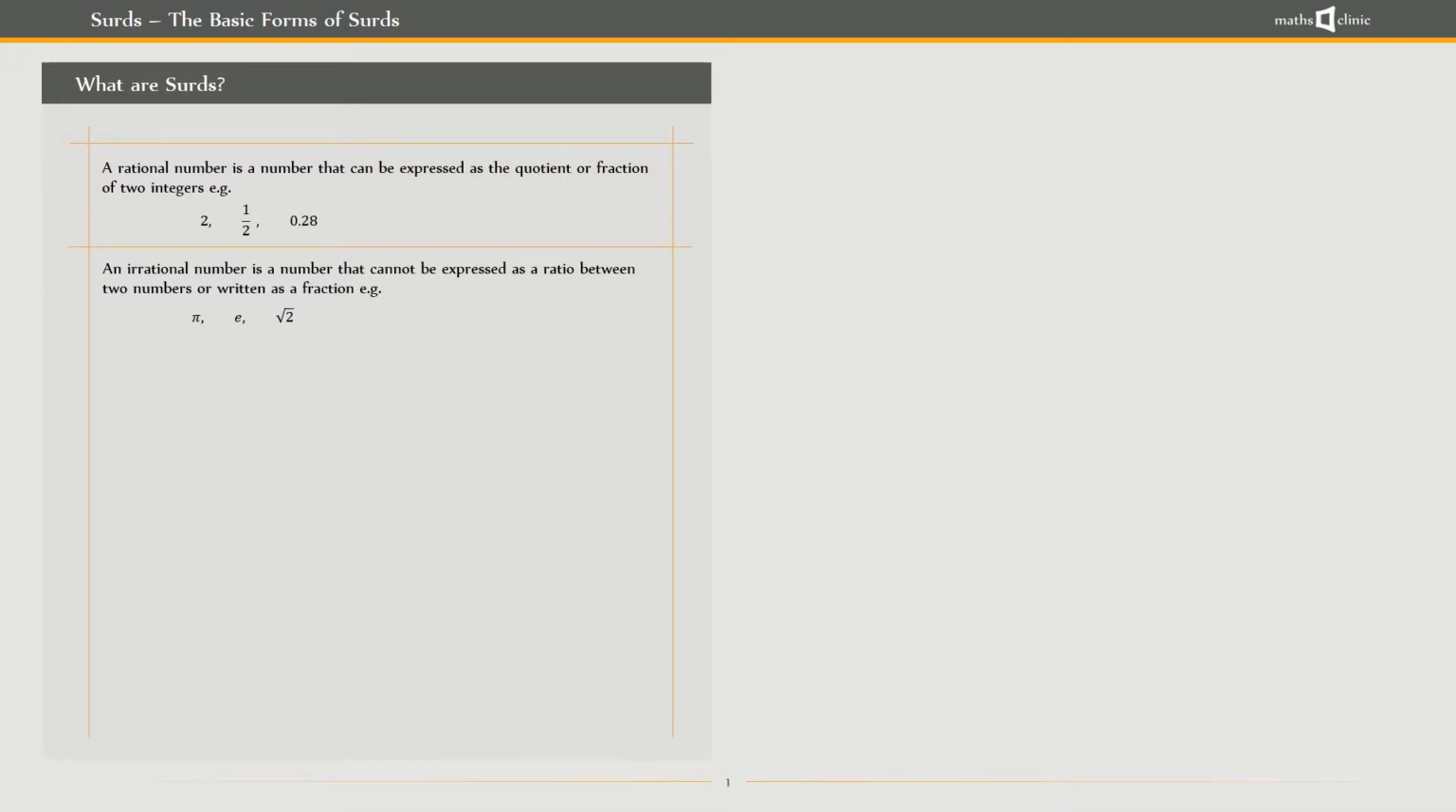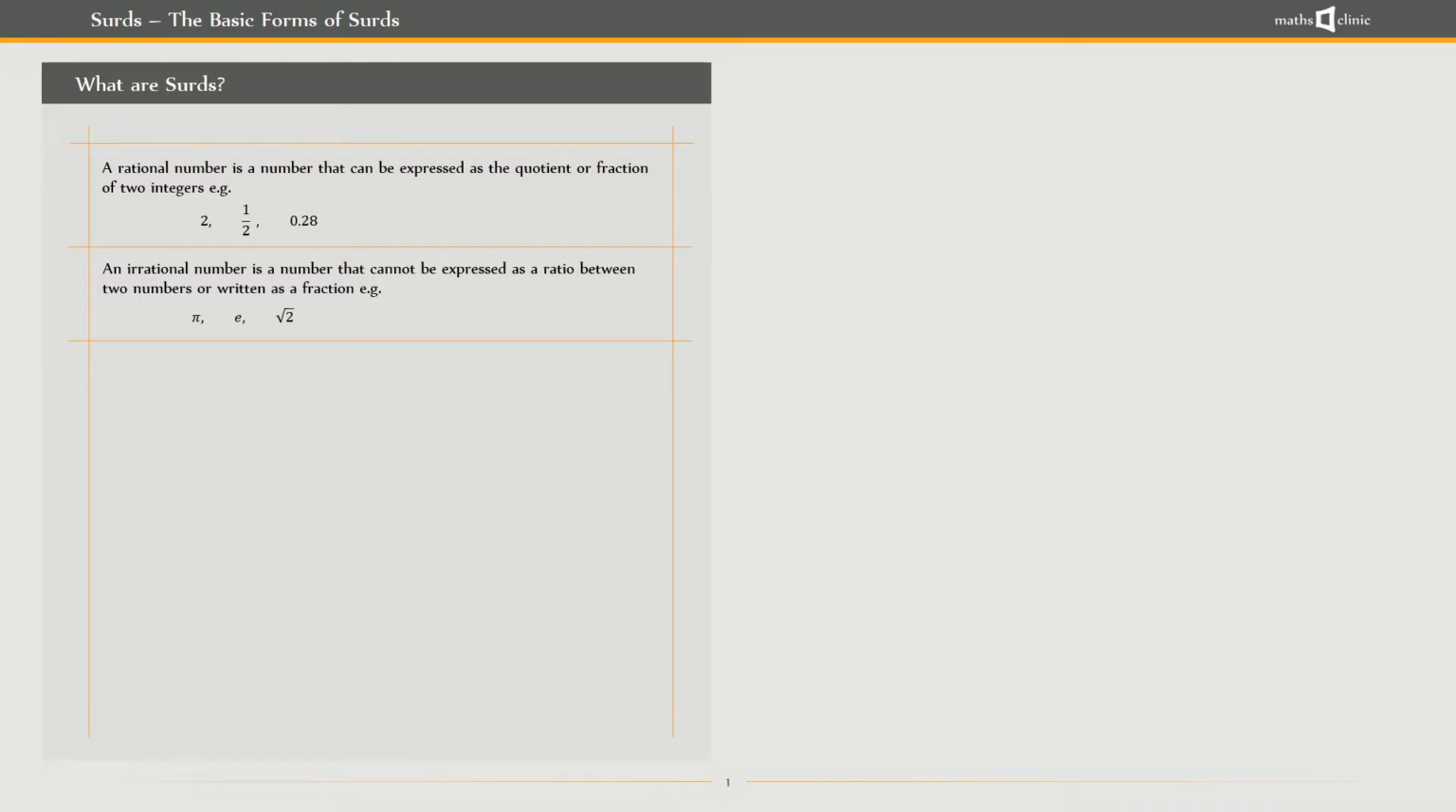I think if you find the square root of 2, you have 1.7 something something something, and it goes on and on. You really can't express this root 2 as a fraction, as a definite fraction of two integers. So these are what we call irrational numbers.